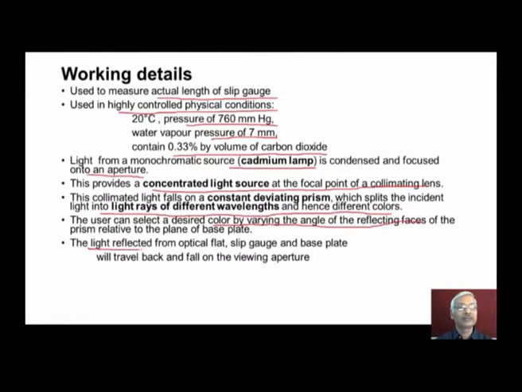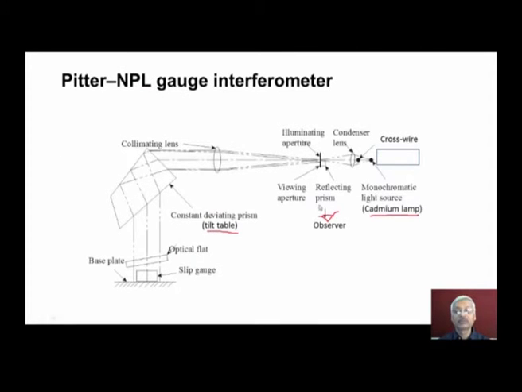The light reflected from the optical flat, slip gauge and base plate will travel back and fall on the viewing aperture. At this place, this is the viewing aperture where we obtain the fringe pattern.